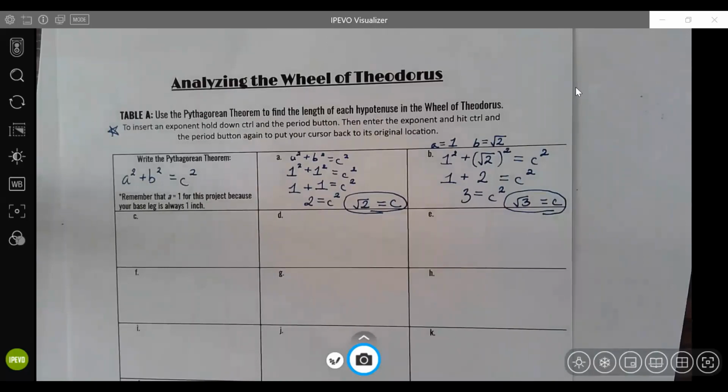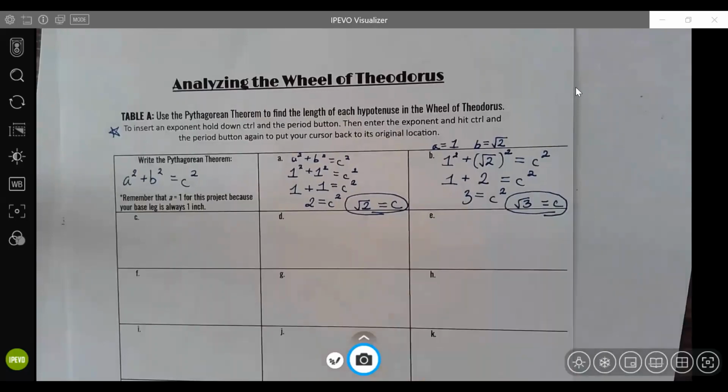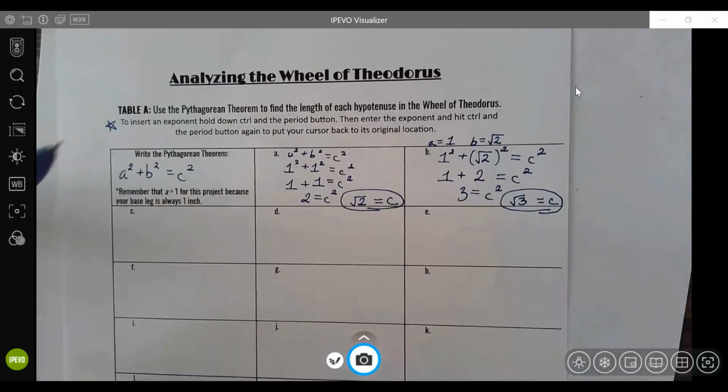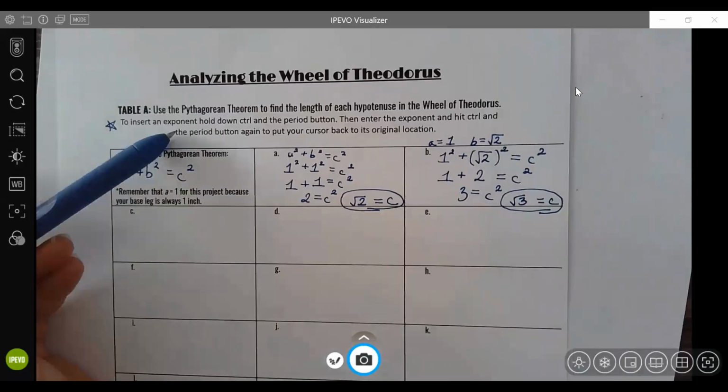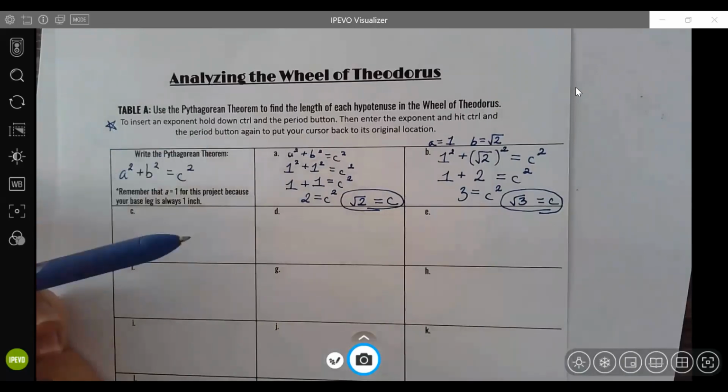Or I am attaching a Google Doc, which is just of this table A. And so you do have the option to show all of this work in the Google Doc and submit it that way. And so I want to draw your attention to this little note here on the Google Doc version. And it says to insert an exponent, you need to hold down your control and the period button on your computer.